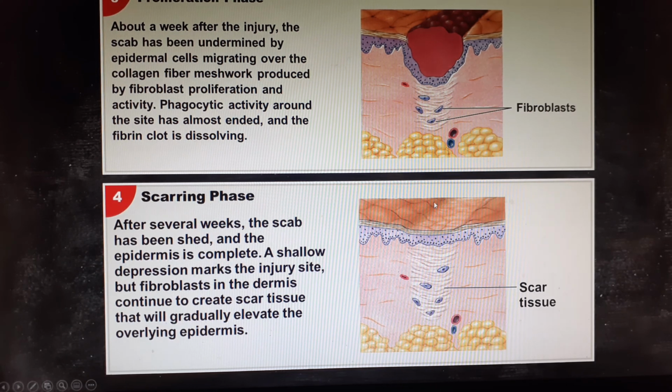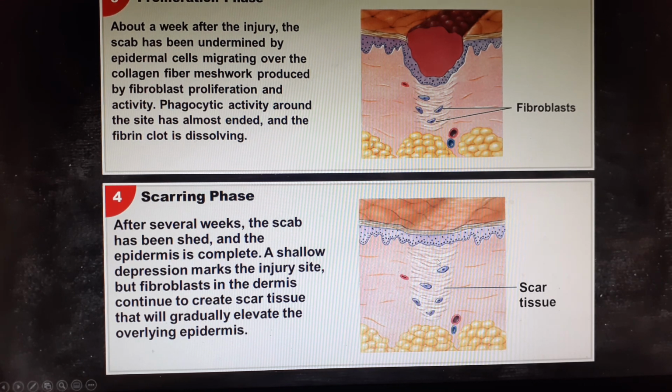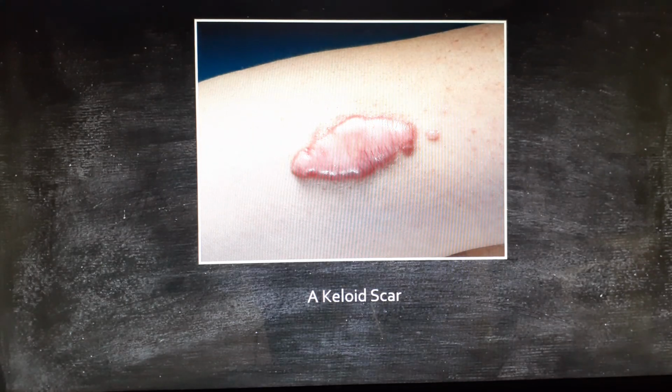Now, it may not end up looking exactly the same, so you see all this extra collagen caused a depression in the skin that is a scar. And if you are prone to make a keloid instead of the skin going down like that, it will tend to puff out like that.